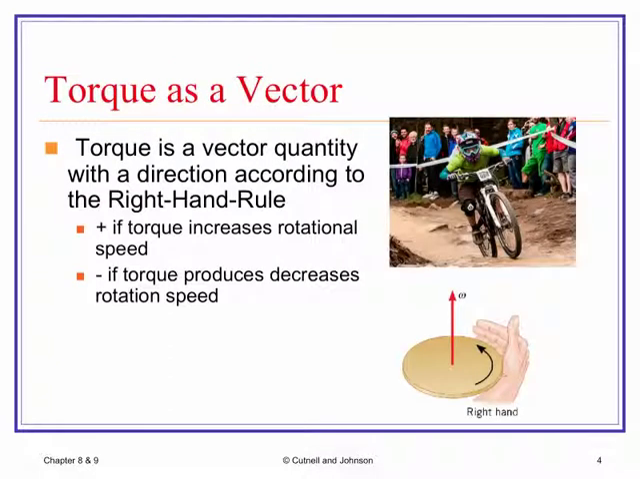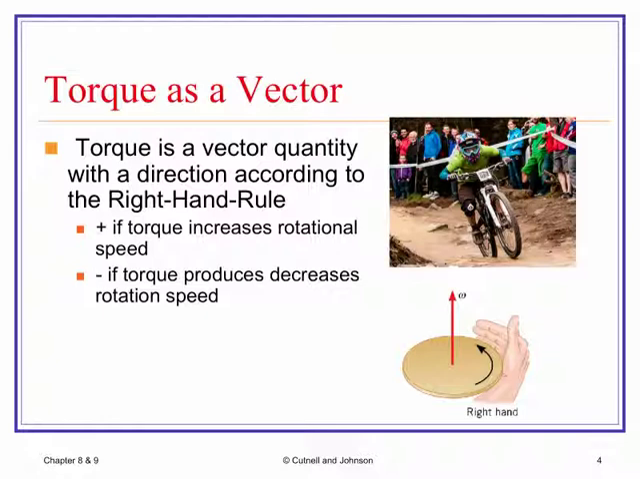Now, torque is a vector quantity, and in this sense, it follows the right-hand rule. It doesn't necessarily have direction in terms that we've talked about before, as in saying left, right, up, or down. And the reason for this is because we're talking about an object rotating, and this gets a little bit confusing.